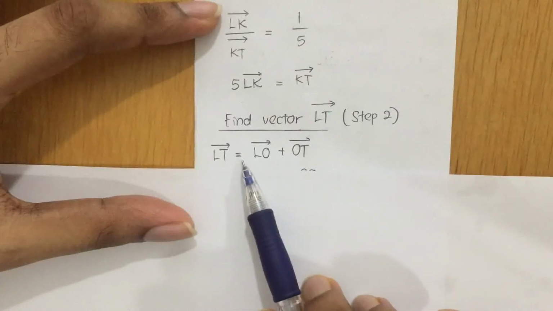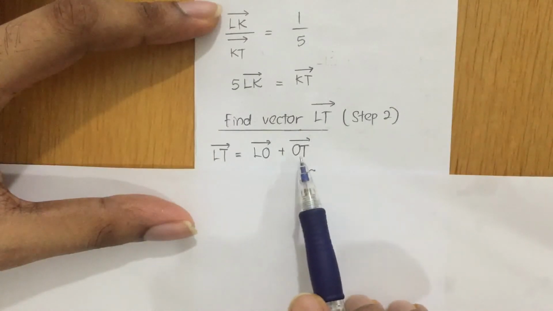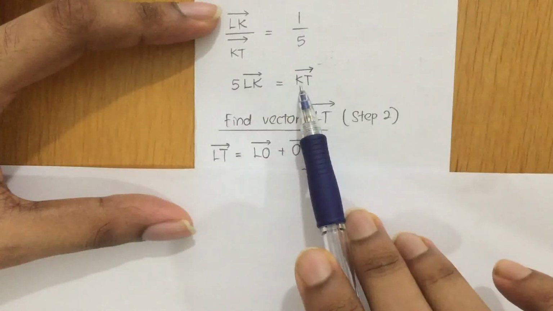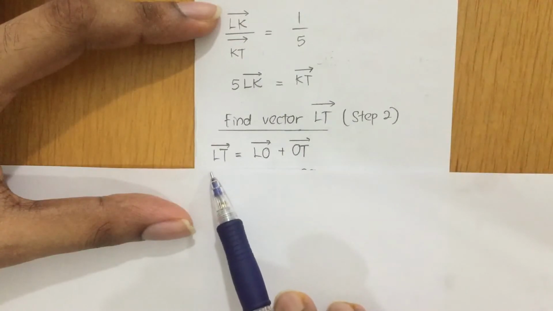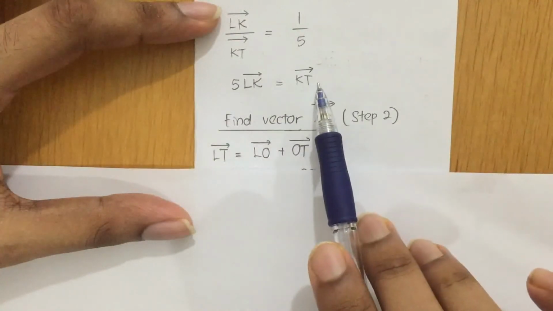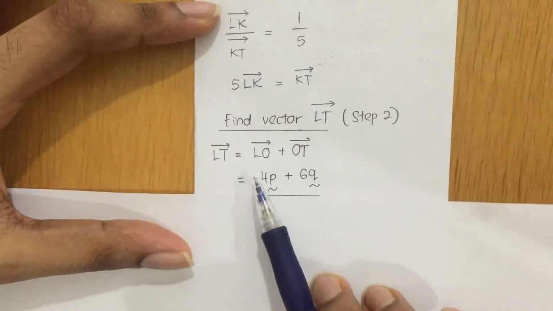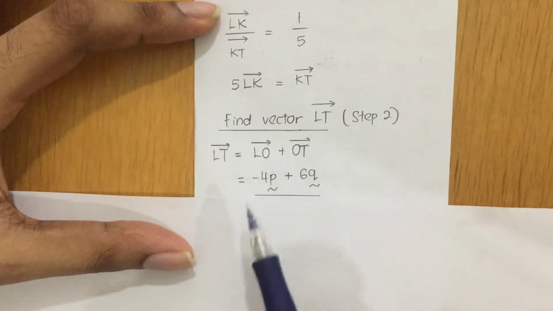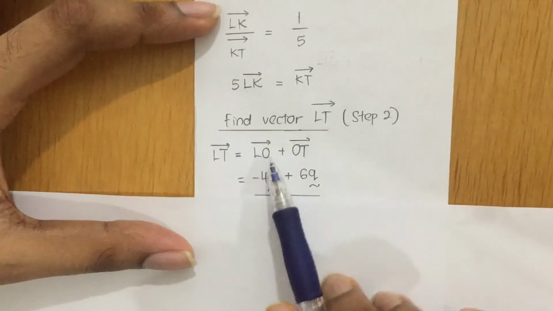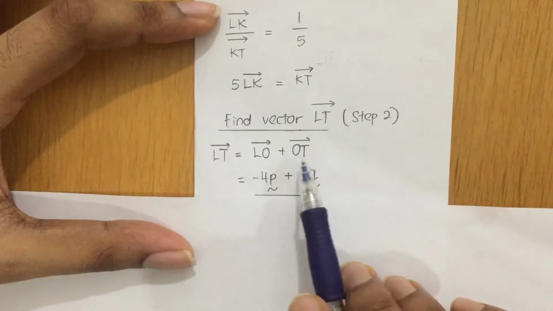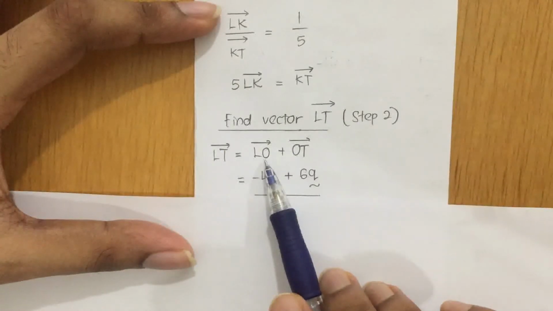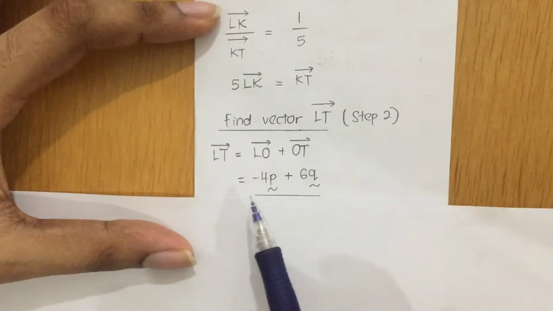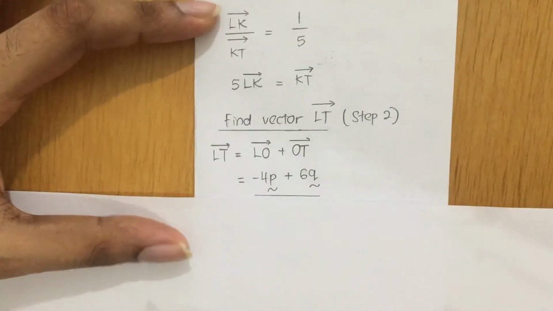Vector LT is equals to vector LO plus vector OT. So you cannot just straight away find LK and KT, guys. You need to find the overall length of the vector, then only you can focus on finding this. Vector LO is equals to negative 4P. Since you have already found in the question that OL is 4P, and LO is in the opposite direction, it will be negative 4P. Vector OT will be 6Q. So vector LO plus OT will be negative 4P plus 6Q. This will be your step 2, guys. You have already found the vector LT over here.